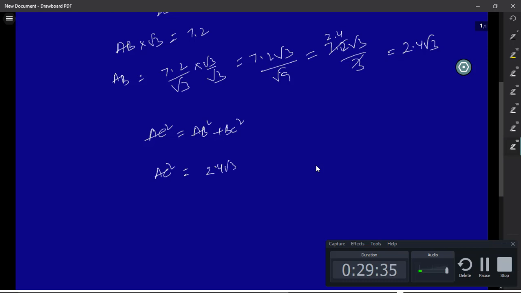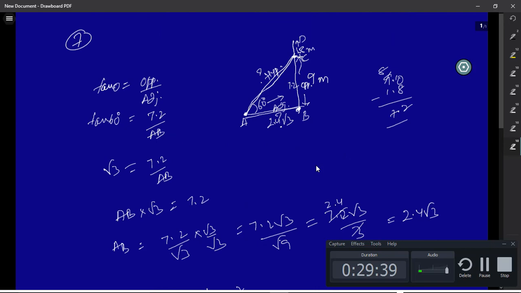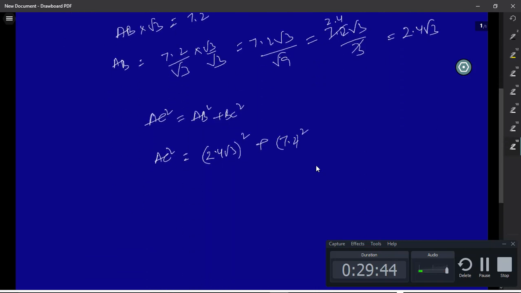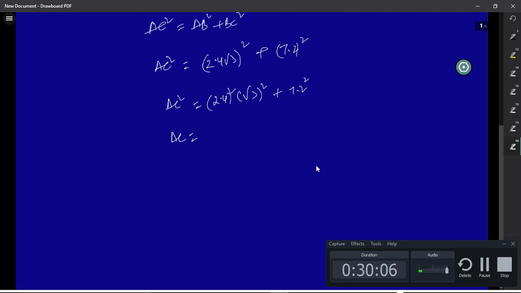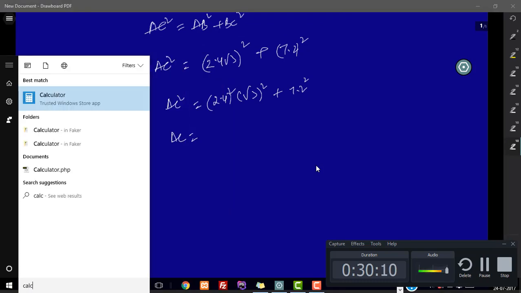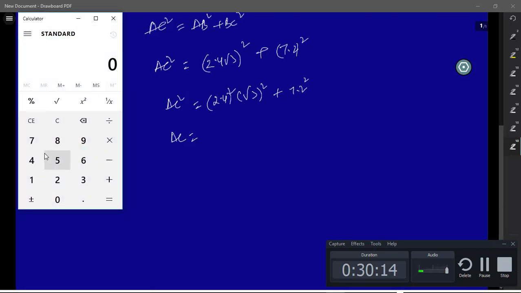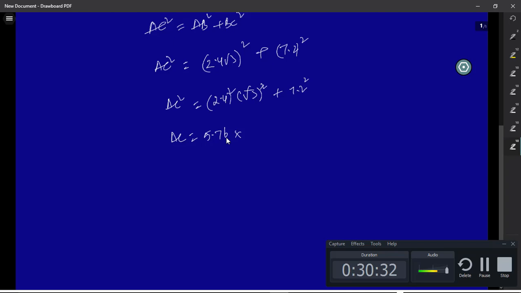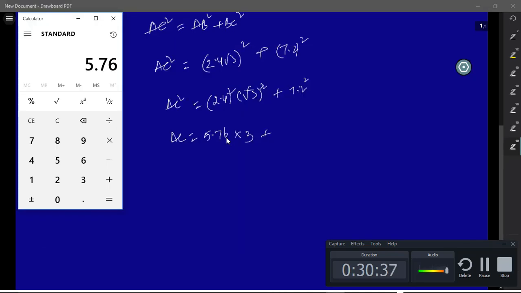AB is 2.4 root 3 and BC is 7.2. AC square is, this square will go for 2.4 also, and I'll take the square on root 3 also. 2.4 square. Let me just use a calculator here. Those calculations are pretty easy, you can do it on your own. 2.4 into 2.4, that should be 5.76. So 5.76 into this square, and this square root gets cancelled. I get 3 here. 7.2 square means 7.2 into 7.2, right?